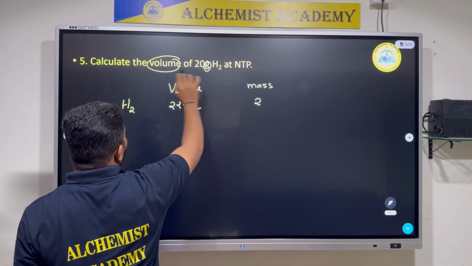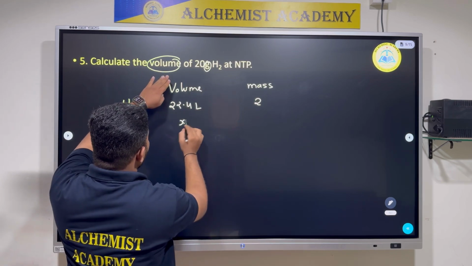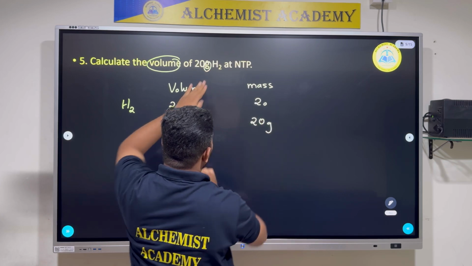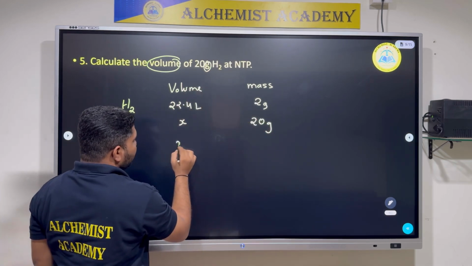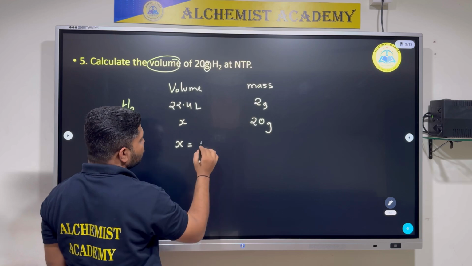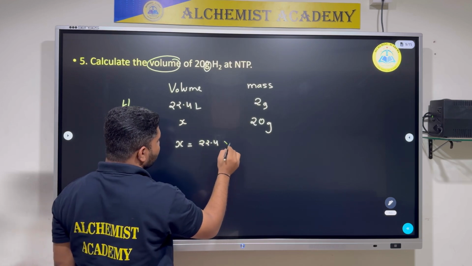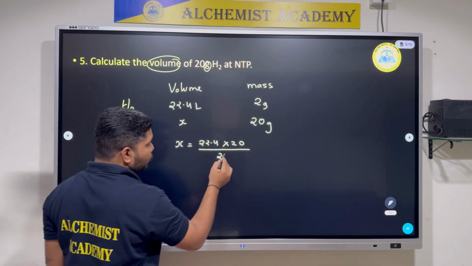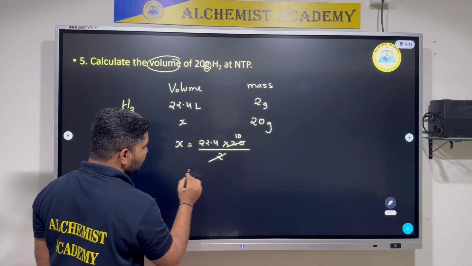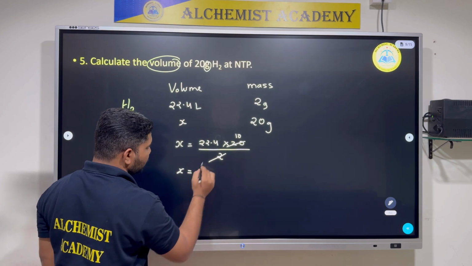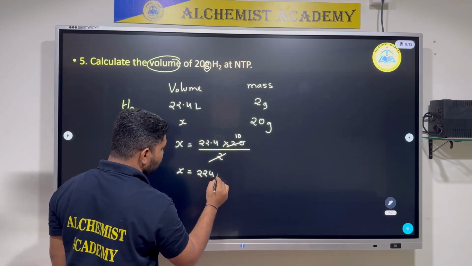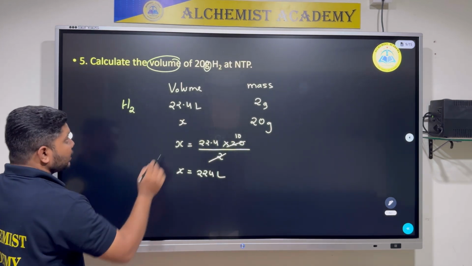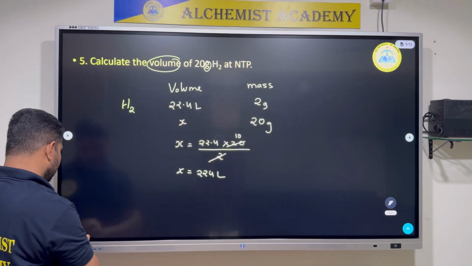Now we'll go with the problem here. Calculate the volume. So this side I will put an X, and this side it will be 20 grams. Correct? So X is equal to 22.4 multiplied by 20 divided by 2. Correct? So if you do the cancellation, this will become 10. Then X comes to 224 liters. Okay? So this is the volume of the hydrogen.